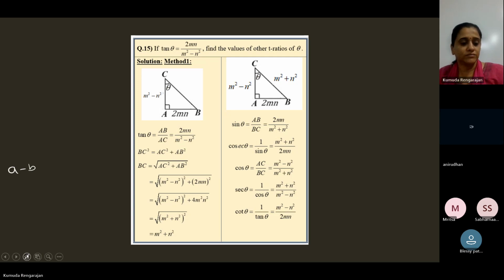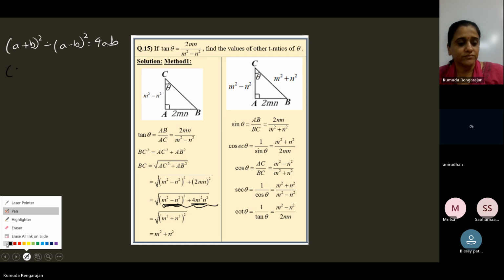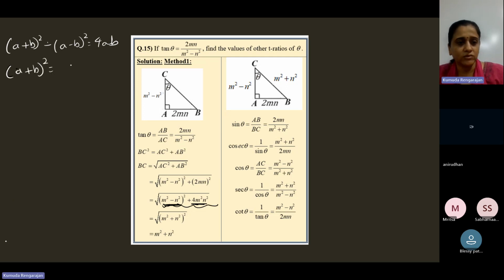A plus B the whole square minus A minus B the whole square is equal to 4AB. But what do you have here? You have something like A minus B the whole square and 4AB. So A plus B the whole square is equal to A minus B the whole square plus 4AB. When you transpose, A plus B the whole square is equal to A minus B the whole square plus 4AB. Now this one looks like A minus B the whole square plus 4AB.